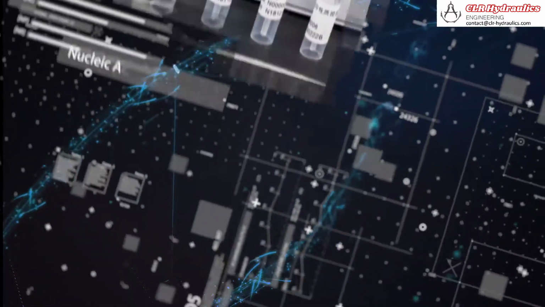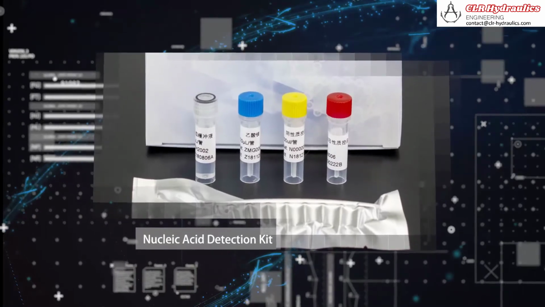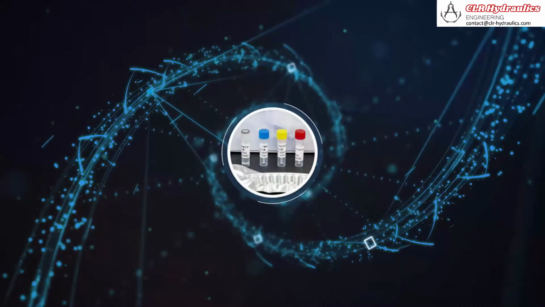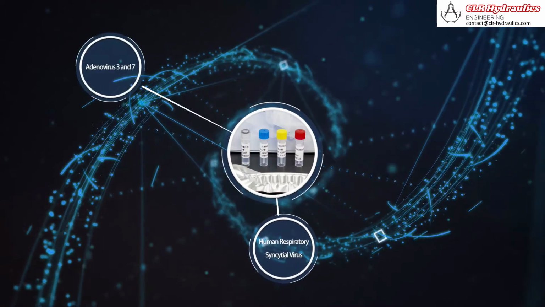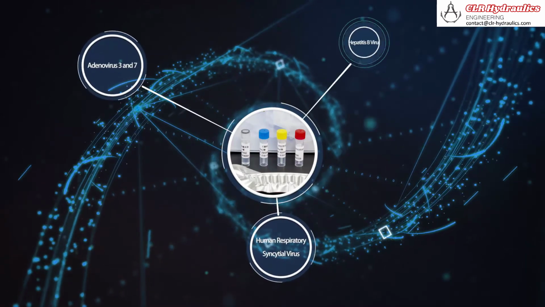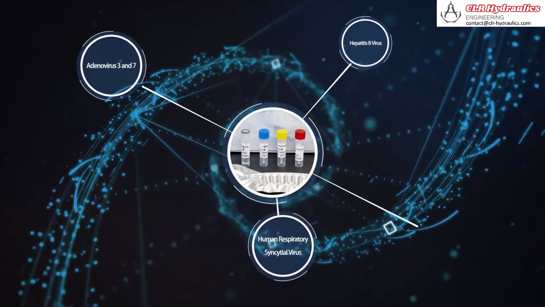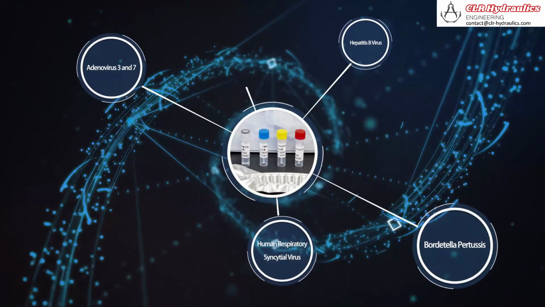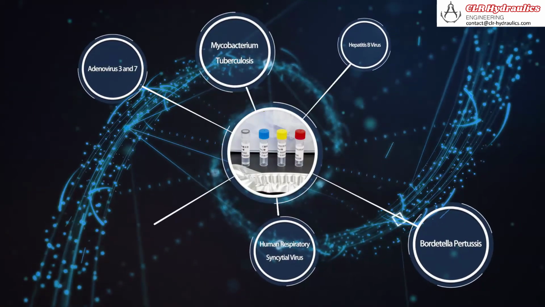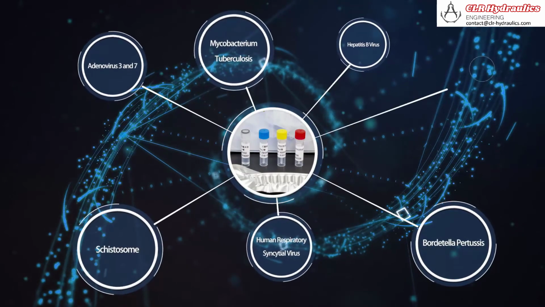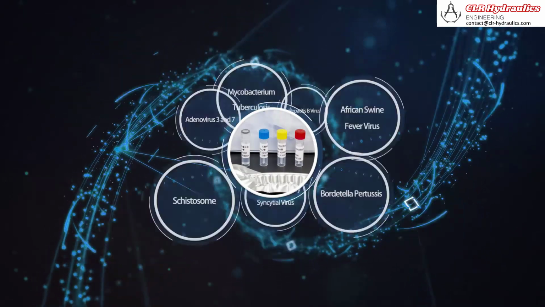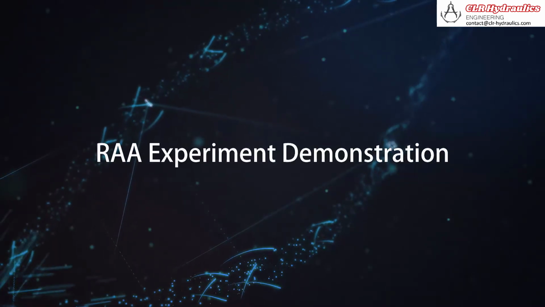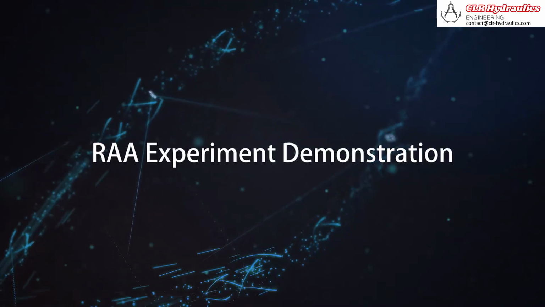The commercial RAA detection kits include, but are not limited to, human respiratory syncytial virus, adenoviruses 3 and 7, hepatitis B virus, Bordetella pertussis, Mycobacterium tuberculosis, Schistosoma, and African swine fever virus. The following is a demonstration of the RAA experiment.